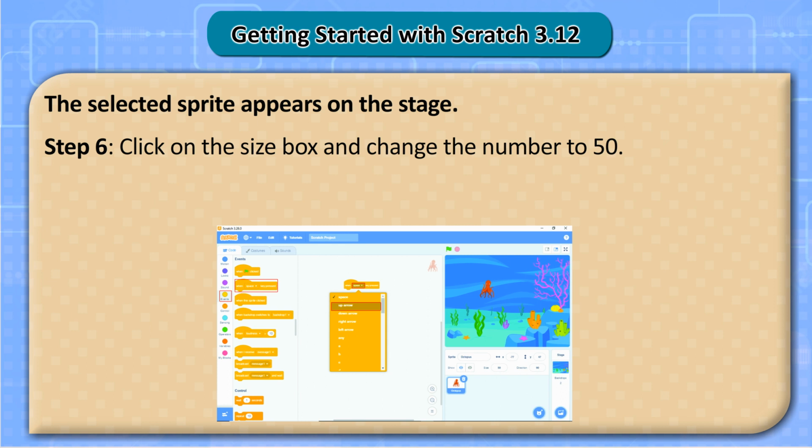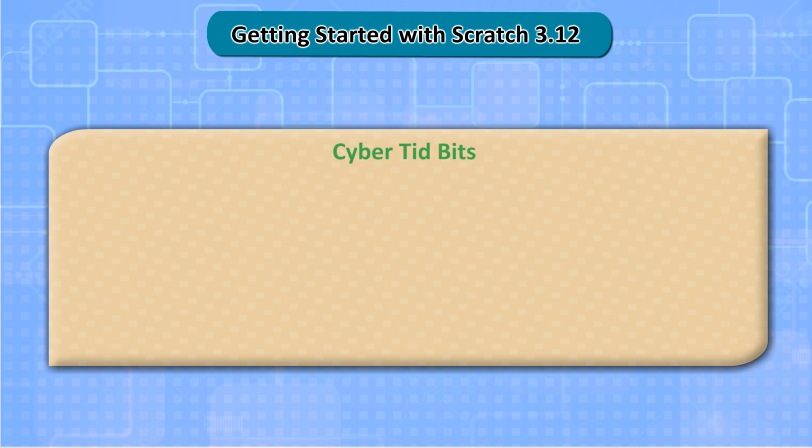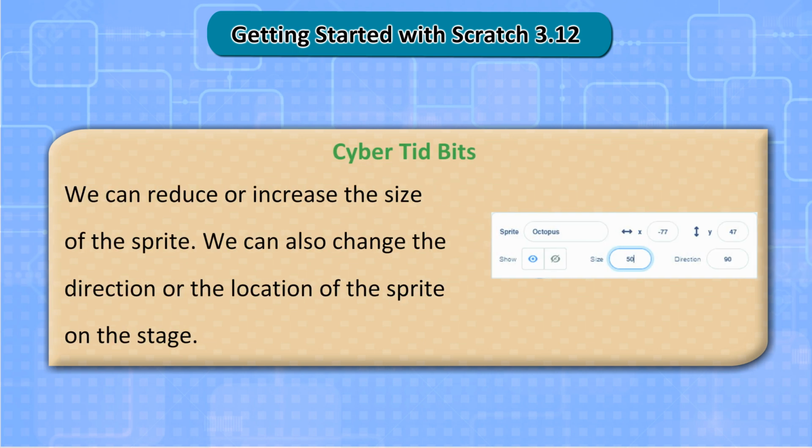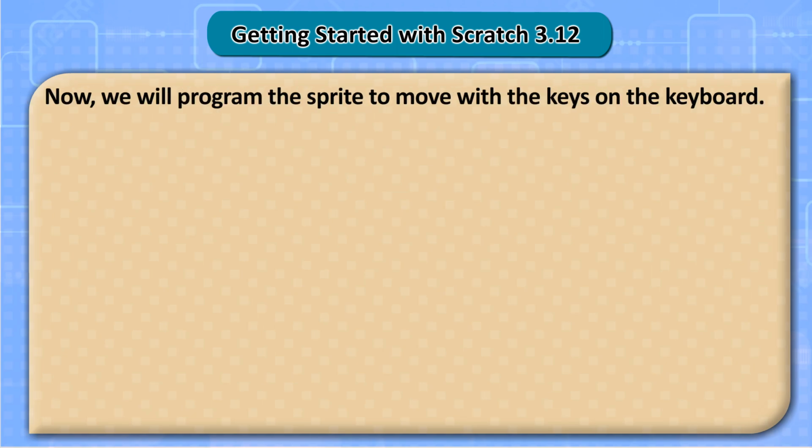Step 6. Click on the Size box and change the number to 50. Cyber Tidbits. We can reduce or increase the size of the sprite. We can also change the direction or the location of the sprite on the stage. Now, we will program the sprite to move with the keys on the keyboard.